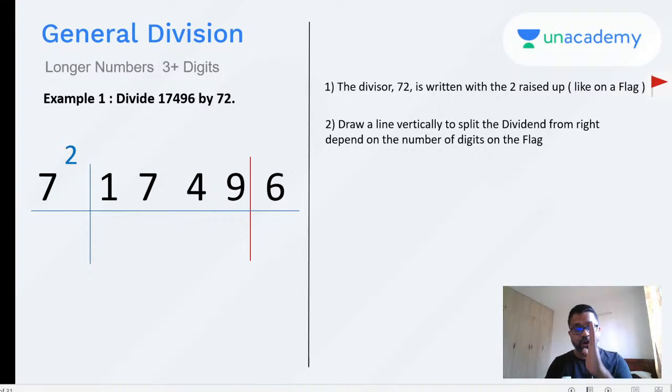Okay, so why did I draw just one line? Because I have one digit on the flag. I've chosen to keep one digit on the flag, so I will just add from the right side. I will just move one space, and that's how I've written that 6 there.